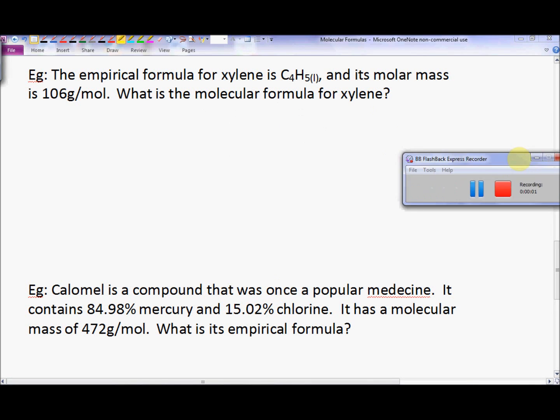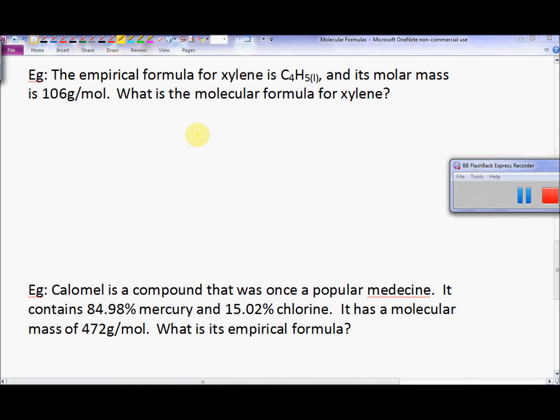Now, here's an example of a question which asks you for the molecular formula. We're told that we have an empirical formula for xylene, C4H5. It's a liquid and it has a molar mass of 106 grams per mole. They must have used a mass spectrometer to determine its molar mass. So what is the molecular formula?